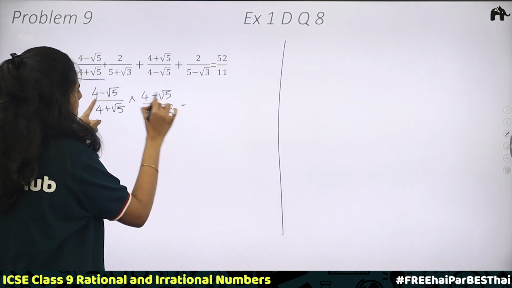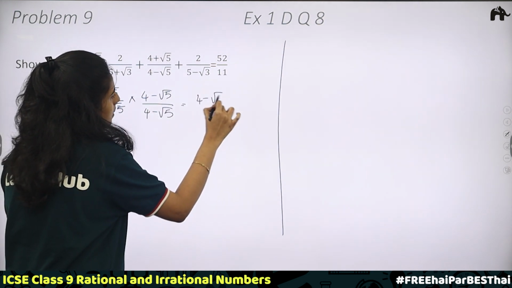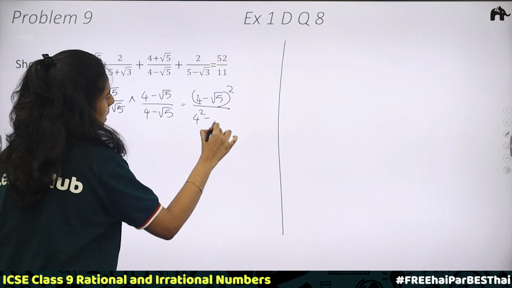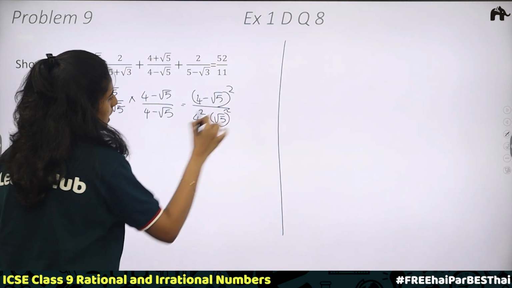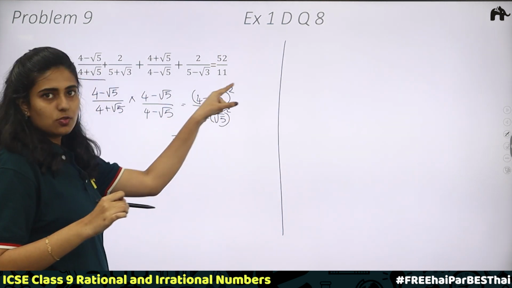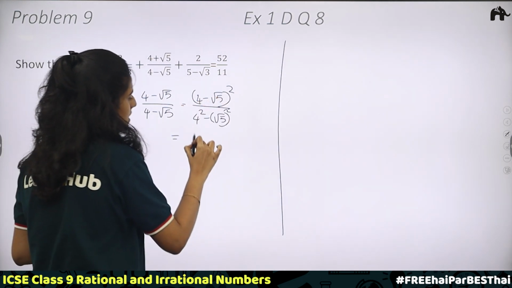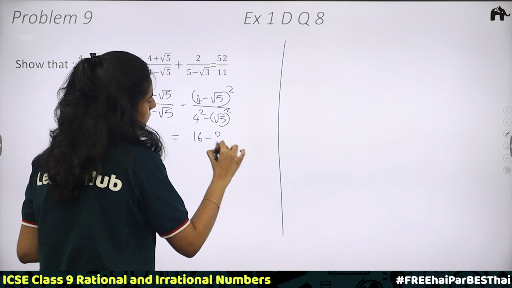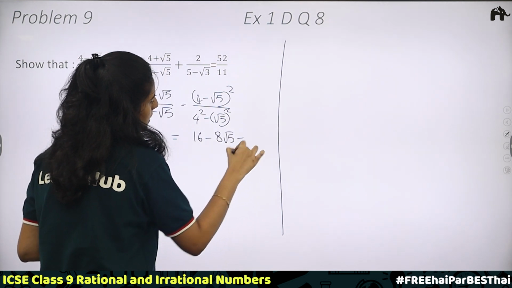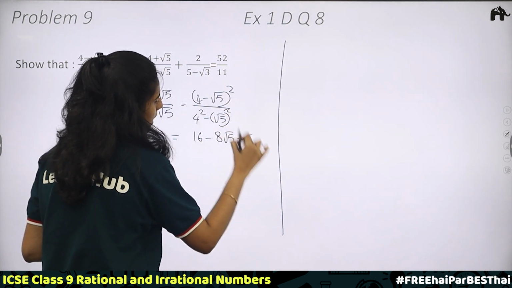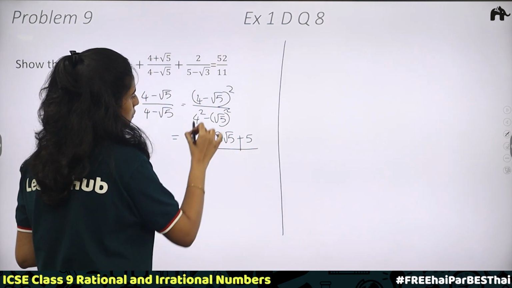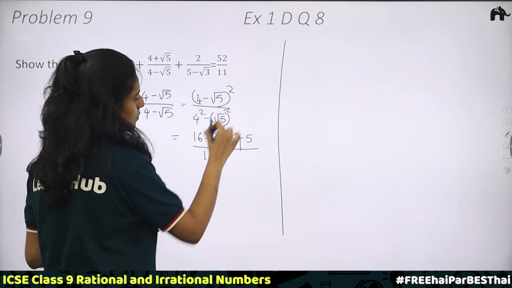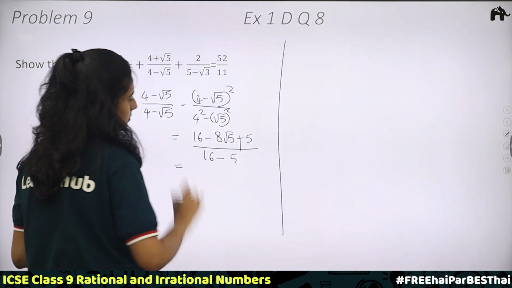So 4 minus root 5 whole square divided by 4 square minus root 5 square, which is equal to 4 minus root 5 whole square. 4 square 16 minus 2 into 4 8. 8 into root 5 plus root 5 square is 5 divided by 4 square 16 minus root 5 square. Root 5 square is 5. Okay.